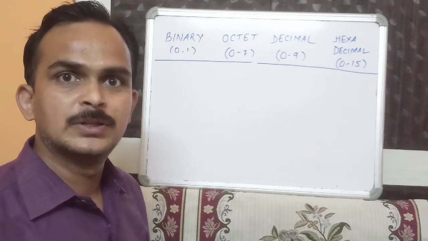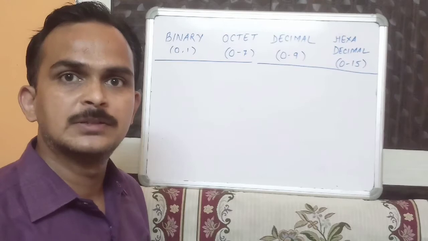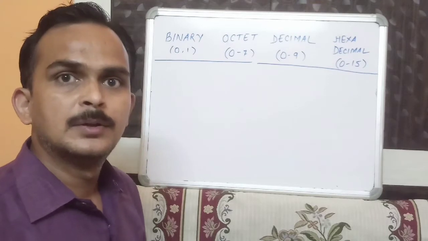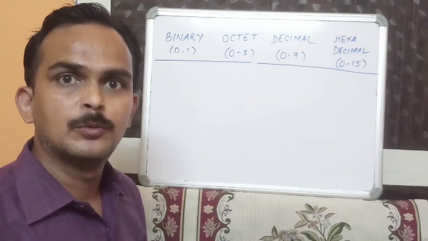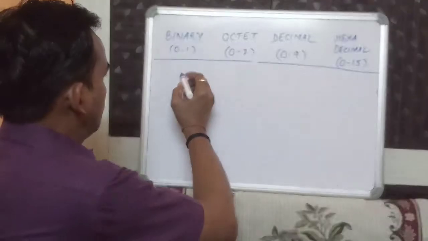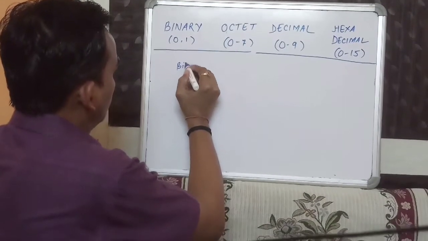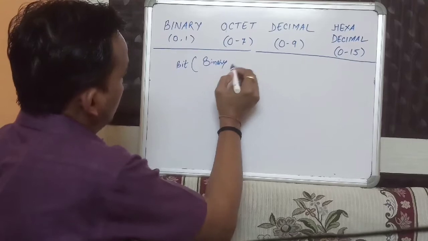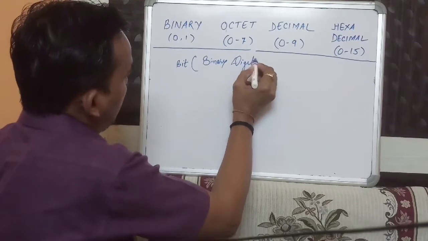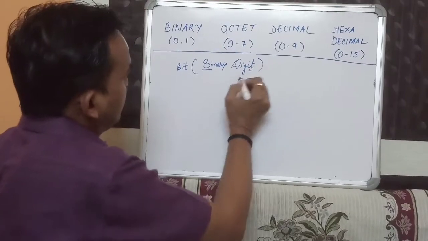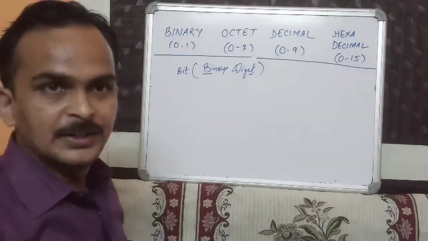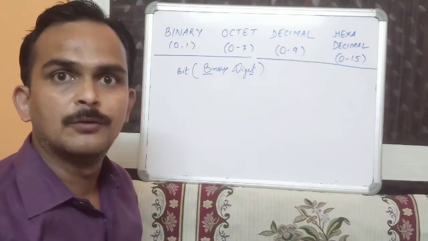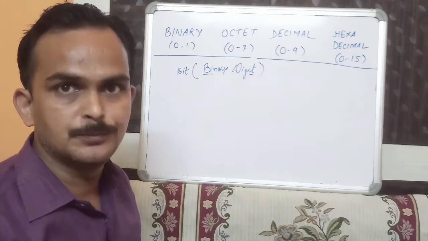So today we will discuss the bit, what is a bit and what are its basic categories in our computer system. As we know, bit is the short form of binary digit. So bit is basically the single smallest unit of data which is used in our computer.